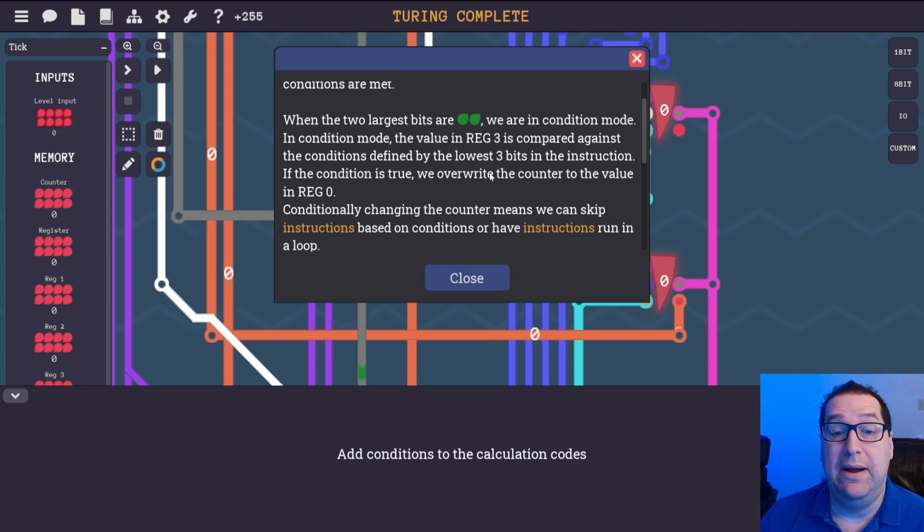I see, we're comparing the value in register 3, and we're using register 0 as the source of truth for where we're going to go next. And that'll enable loops, so that's pretty interesting.